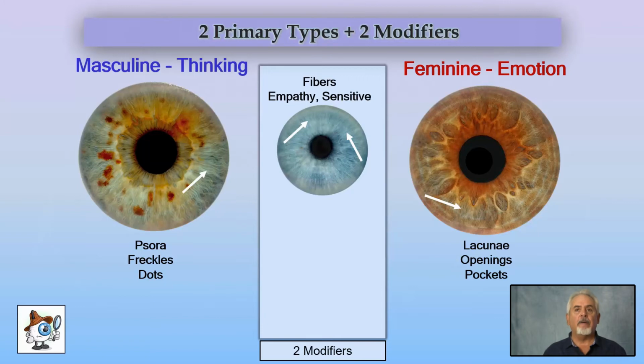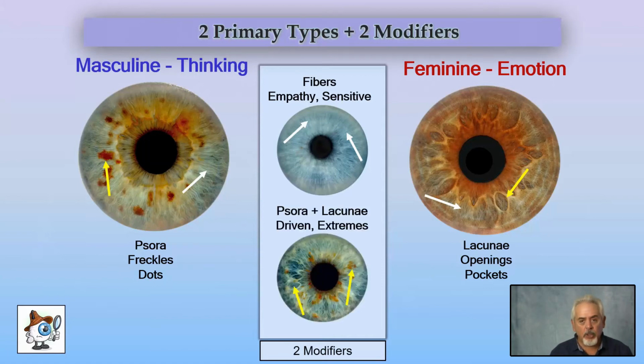Our second modifier uses the dot and the pocket. So if you have sora and lacuna in an eye, then you have what's called a driven type, and they're driven to extremes.